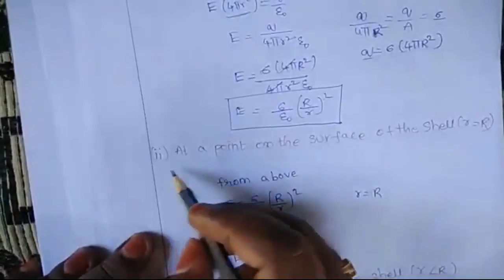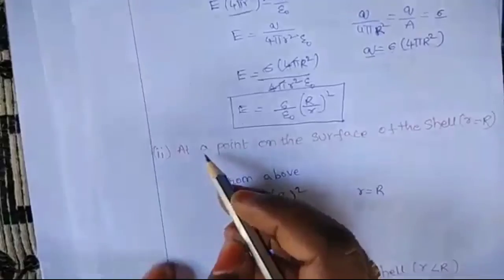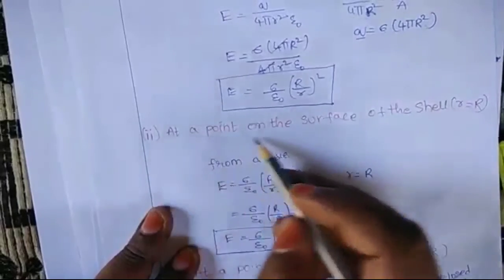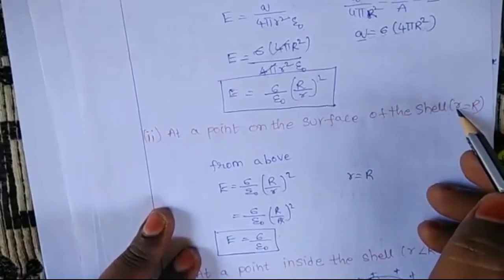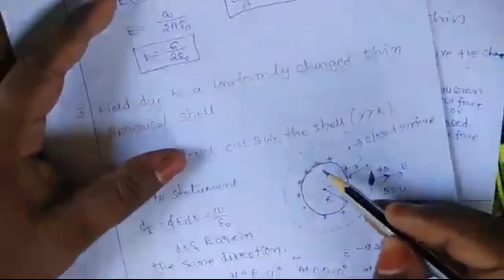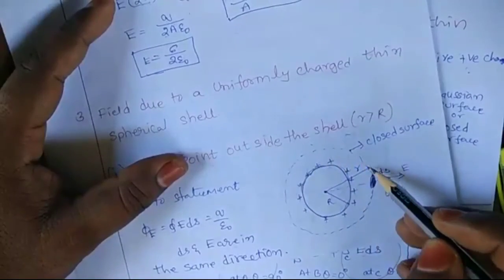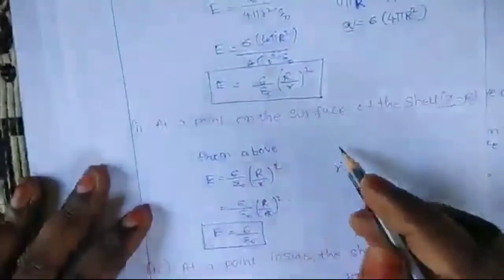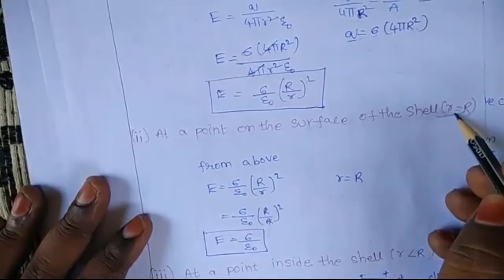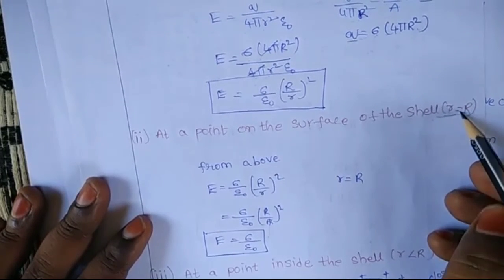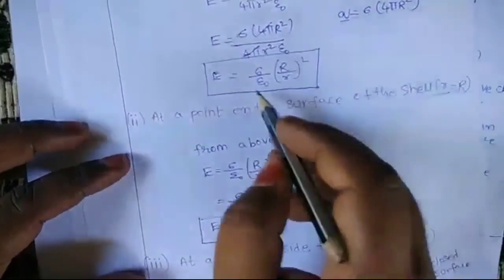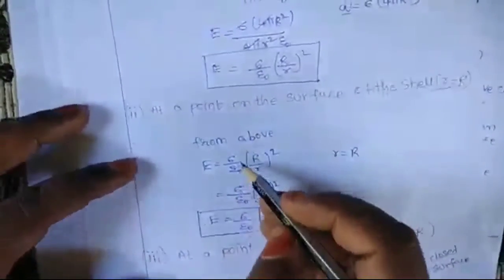This is the first point. Coming to the second case: at a point on the surface of the shell, small r is equal to capital R. This is a spherical shell, and this is the assumed Gaussian surface. Here the case is at a point on the surface of the shell, where small r is equal to capital R. The Gaussian surface and the radius of the sphere are the same. So we can substitute these values in the above equation to get the final formula.